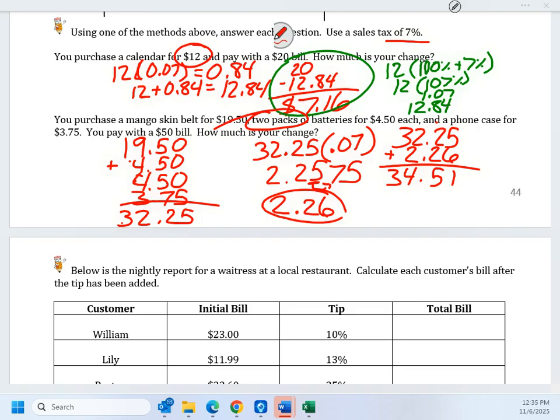Oh my goodness. There are so many steps in here. I always have to go back to my problem and say, what is the question I'm answering? Oh, but I've done so many steps. I'm not done yet. I've got to answer my final question. How much is your change? The cashier's saying I owe $34.51. How do I find my change? Pam?